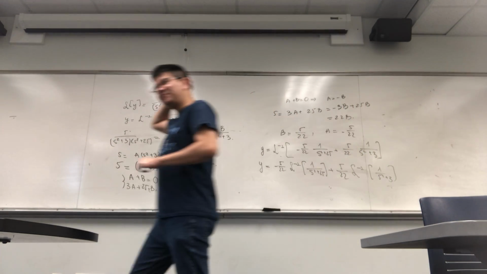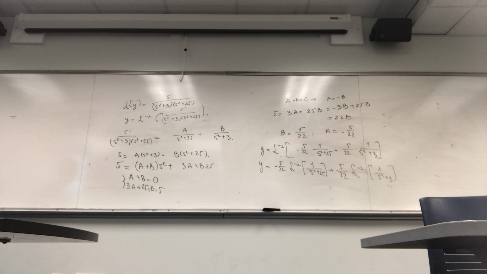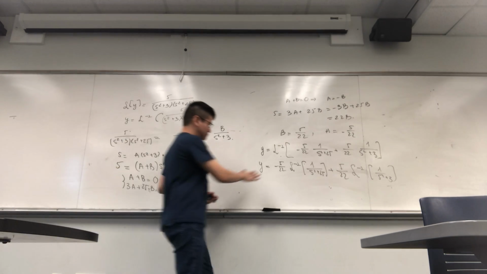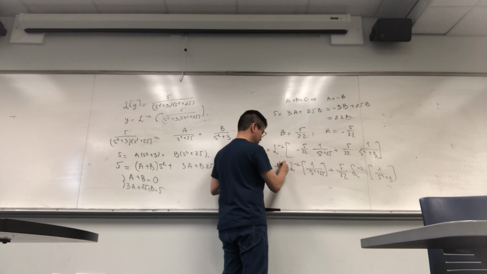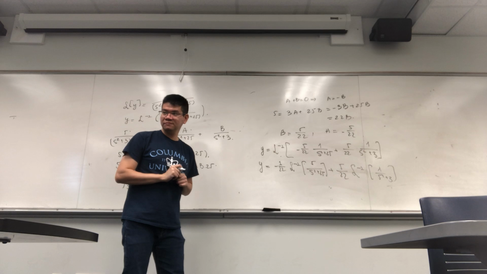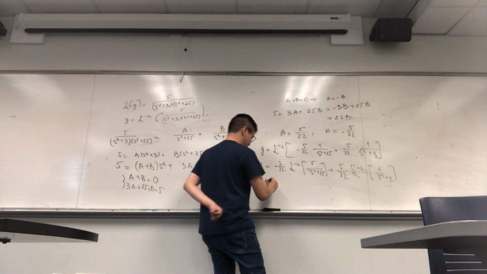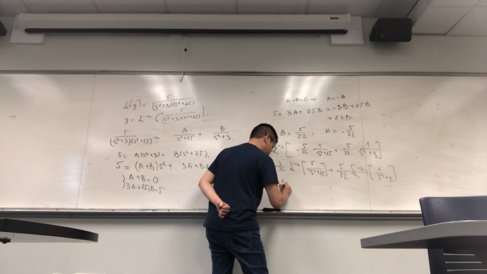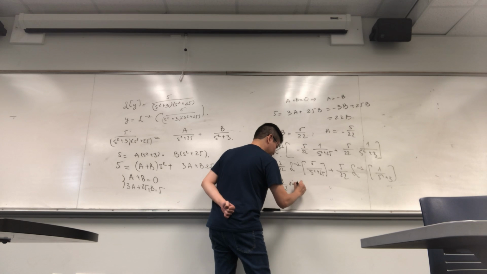So what is the inverse Laplace transform of the first guy? Yes? You can move the 5 from the fraction into the inverse Laplace. And then that will have the form of sine 5t. So this gives me minus 1 over 22 sine 5t.